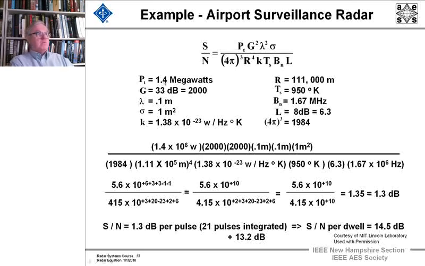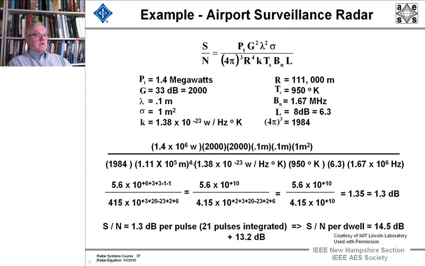So we transform the 1.4 megawatts to 1.4 times 10 to the 6 watts. 33 dB is 2,000 in natural units. It's going to be squared up here, so we put it in twice. Lambda is squared, so that's 0.1 meters and 0.1 meters. And then the cross-section on top here of 1 meter squared. Now, on the bottom we have 4 pi cubed, 1,984. And then next we have the range to the 4th power. Notice I've transformed the 60 nautical miles to 111 kilometers, which is 100,000 meters.